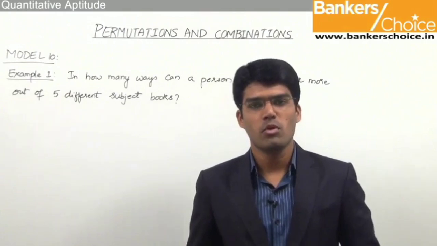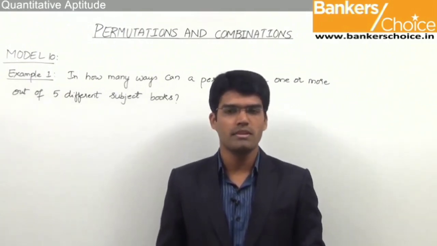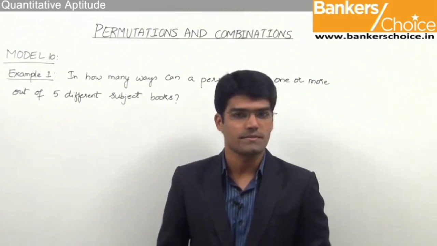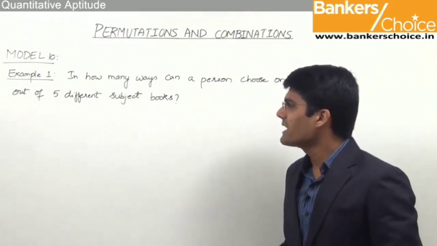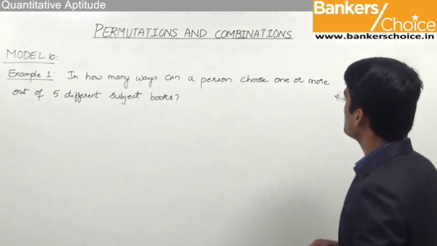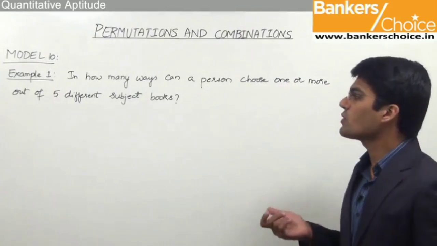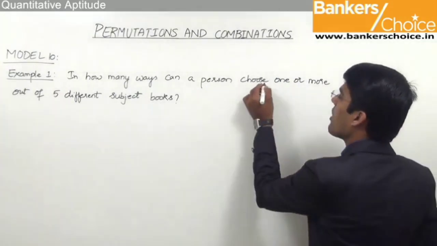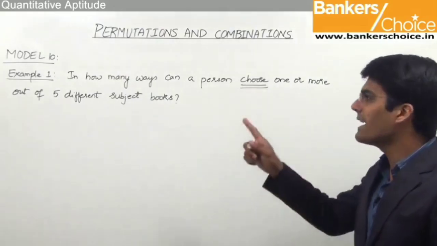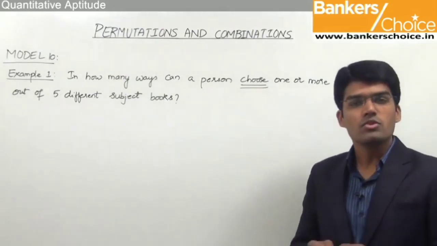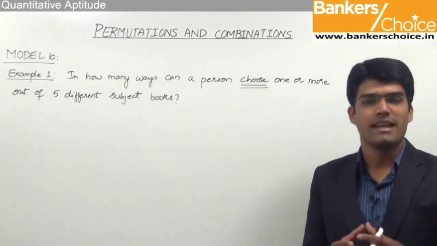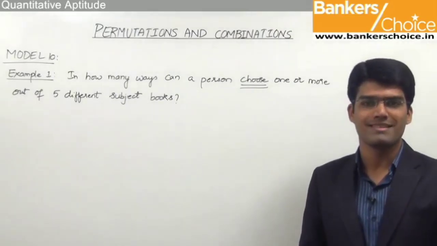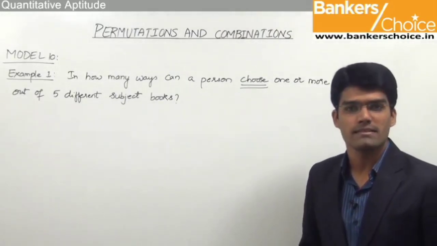Let us now take the 10th model from this topic of permutations and combinations, where we shall discuss some typical questions based on combinations. The first example here is, in how many ways can a person choose one or more out of 5 different subject books? So as you can see, the word choose clearly indicates that this is a combination case. Why? Because choose is nothing but selection, and selection is combination. So here we need to use the concept of combinations, that is nCr, in finding out the answer.